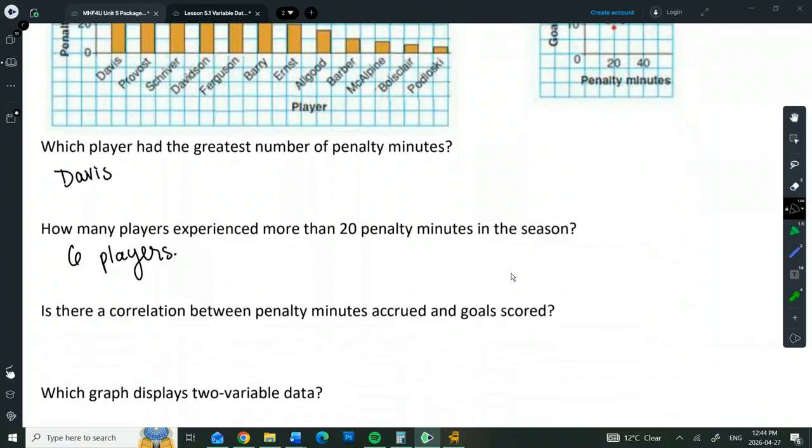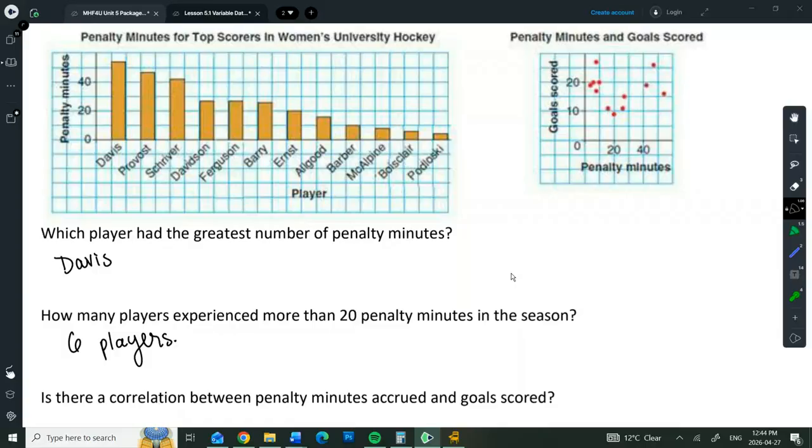Is there a correlation between penalty minutes accrued and goals scored? Okay, so which graph are we looking at? Which one compares penalty minutes to goals scored? Scatter plot. Okay, do you see any kind of correlation with the points? Like, is there a line that's being formed? Is there a quadratic? Is it just random?